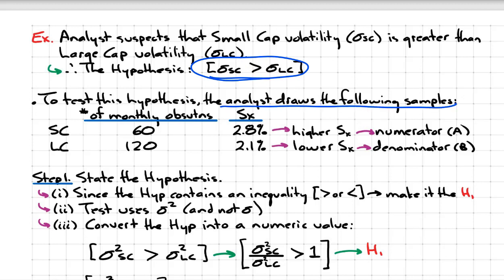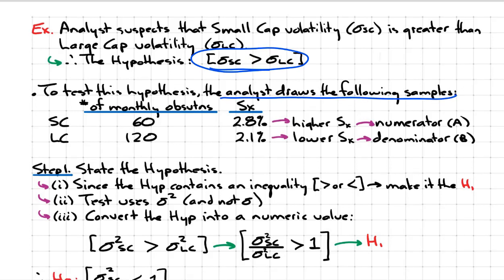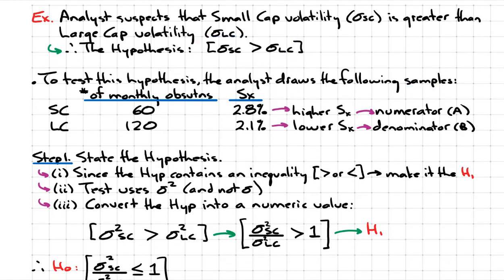So there it is. We're going to draw a sample. And of course, there's two groups, right? There's the small cap group and the large cap group. So from small caps, we were able to draw 60 months worth of monthly returns. And from large caps, it was 120 observations of monthly returns. Now notice that the number of observations do not have to be the same in both cases. In fact, this is real life.